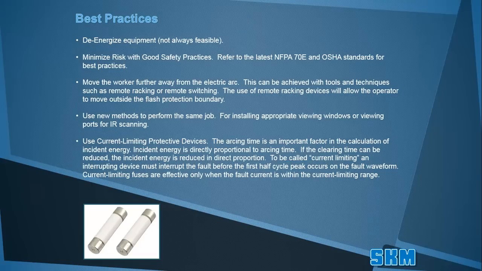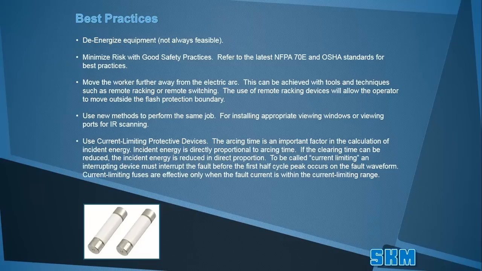Here are some best practices to safeguard against arc flashes. De-energize equipment, minimize risk with good safety practices, refer to the latest NFPA 70E and OSHA standards for best practices, and move the person further away from the electric arc. This can be achieved with tools and techniques such as remote racking or remote switching. The use of remote racking devices will allow the operator to move outside the flash protection boundary. Use new methods to perform the same job, such as installing appropriate viewing windows or viewing ports for infrared scanning.